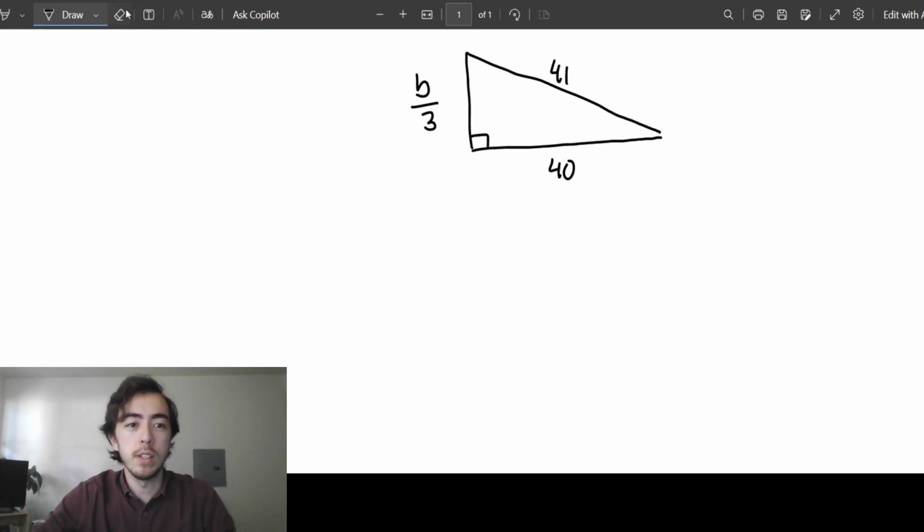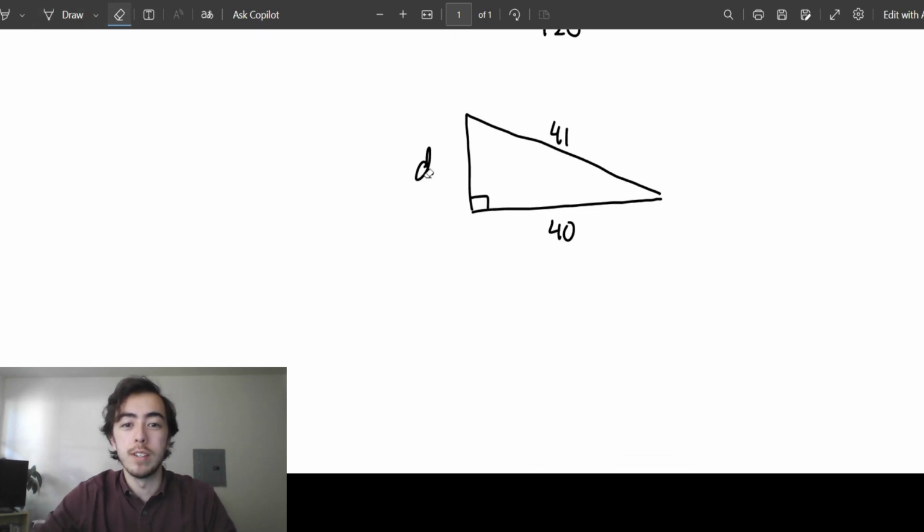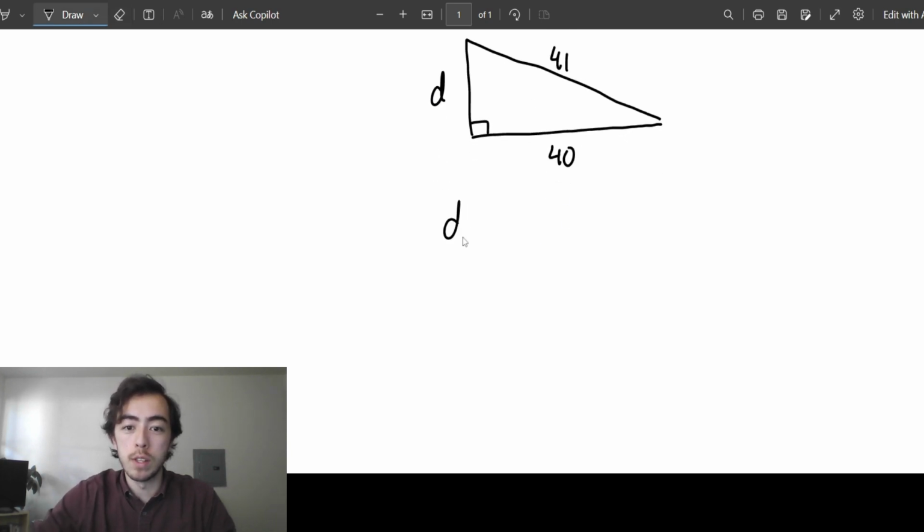And this one, let me just call this a different variable for a sec. Let's just call this, I don't know, d. I haven't used that letter yet. To me, finding d is going to be easier than finding b simply because the numbers are smaller. And so we could try finding d by using that same idea, where d is going to be equal to the square root of the hypotenuse squared minus the other leg squared.